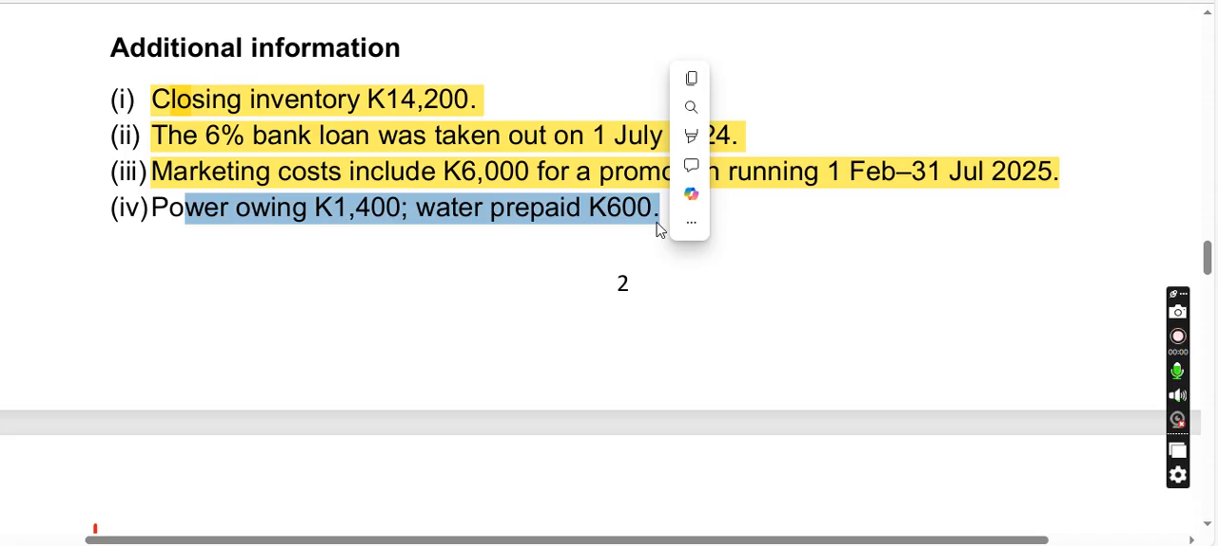So madam, could you try? So the 1,400, put it under the expenses. Meaning, what will we do? Would we add it to the power expense or subtract it? We add it to the power expenses. Correct. Then the prepayment.